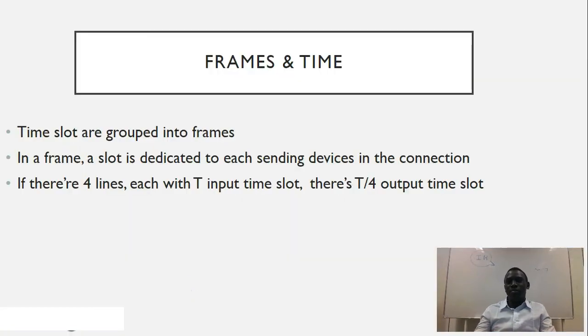In time division multiplexing, time slots are grouped into frames. In a particular frame, a slot is dedicated to each sending device in the connection. Now, if there are 4 lines of connection, each with T time input, there will be T out of 4 time slots output.